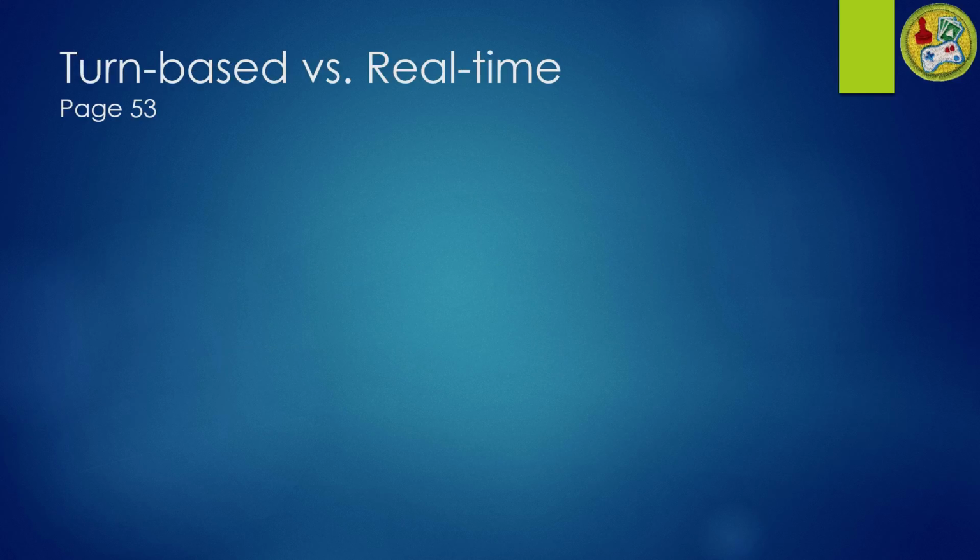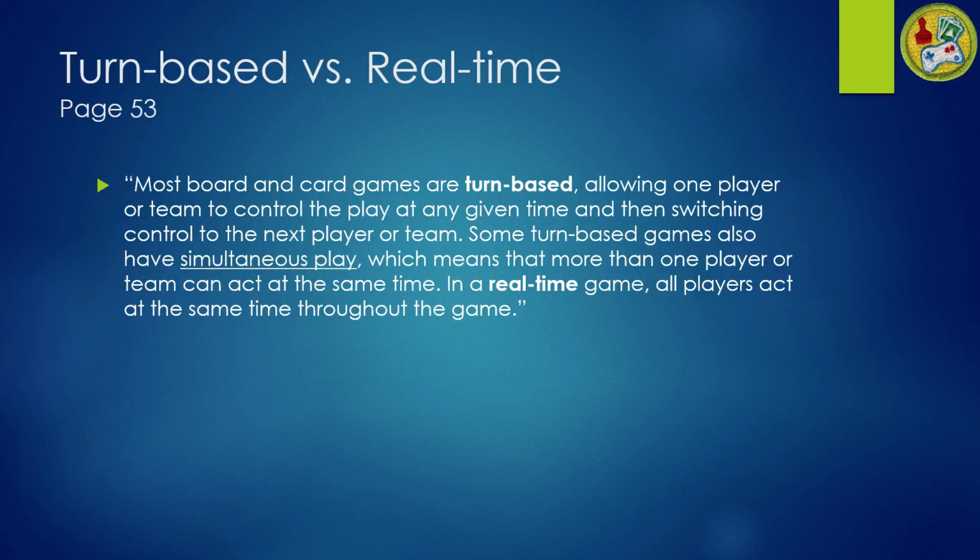Now let's do turn-based versus real-time. This is found on page 53 as well. Most board and card games are turn-based, allowing one player or team to control the play at any given time, and then switching control to the next player or team. Some turn-based games also have simultaneous play, which means that more than one player or team can act at the same time. In a real-time game, all players act at the same time throughout the game.